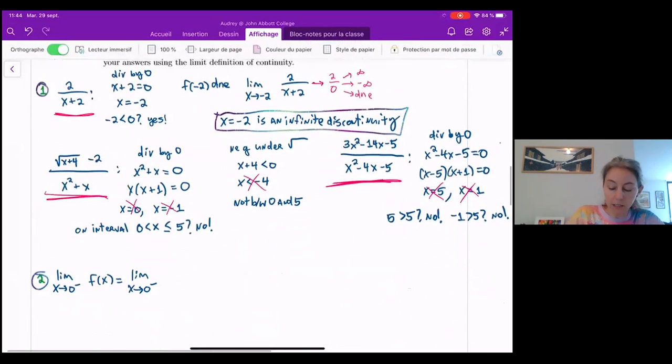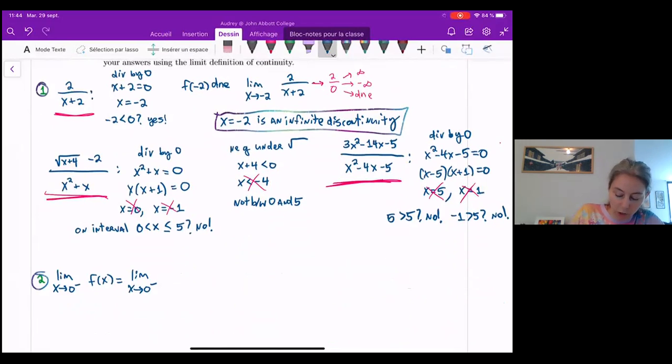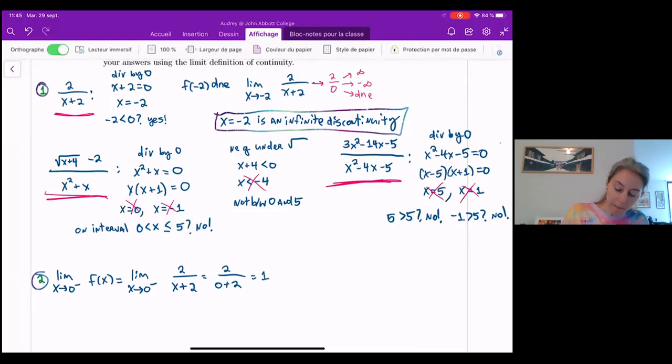So I'm going to replace this f of x with 2 over x plus 2. And guess what? Every single thing that I am writing here is important and is a thing that you should be writing as well. I need to see not just that you plug in 0 to that thing, but that you recognize that 0 from the left, when you are evaluating that limit, is associated with the function 2 over x plus 2. So now I plug in and I get 2 over 0 plus 2, which equals 1.